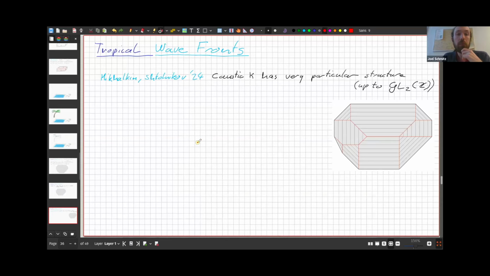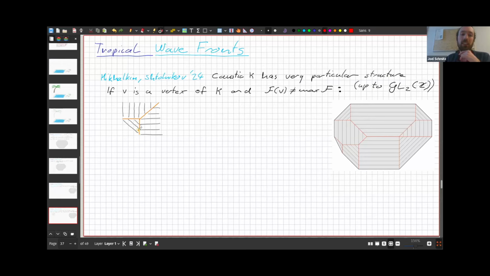There was a paper two years ago by Mikhalkin and Shkolnikov, and they showed that this caustic K has a very particular structure up to GL2Z transformations. Namely, if we take some vertex which is not in the maximum set of our f, where f attains the maximum along this line here, so like this one or this one or this one, then it will always look like this, up to a transformation by a GL2Z matrix.